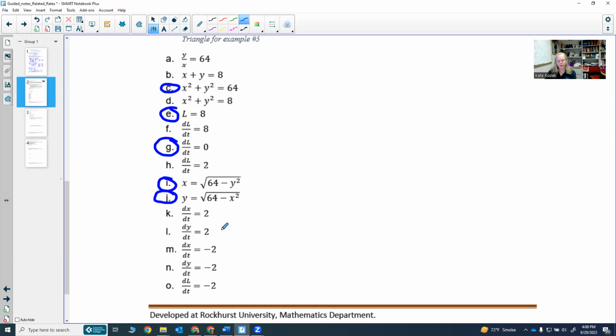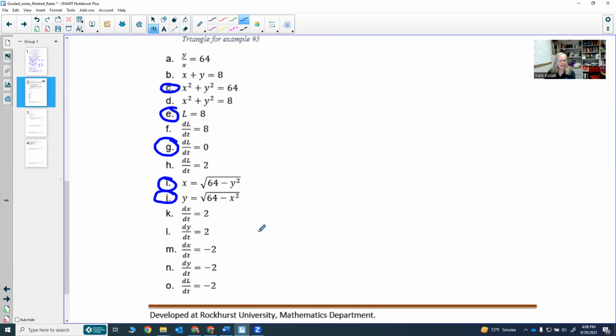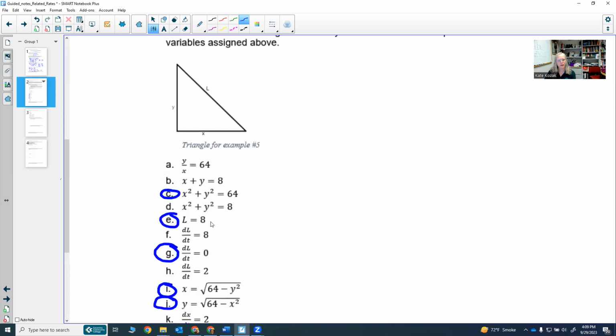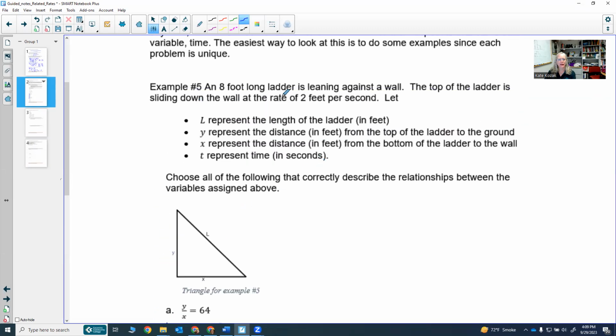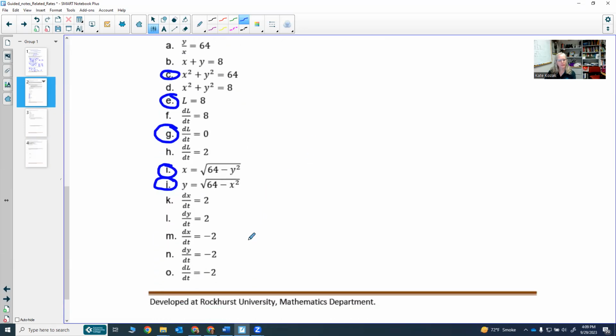dy dt equals 2. Again, that could be what it is because the height is changing. But if it's sliding down the wall, then the distance on the wall is actually getting lower. So that's going to be a negative number because it's decreasing. So it's not L. M is dx dt is equal to negative 2. Again, we don't know how X is actually changing because X is the distance along the floor. We know how fast it's sliding down the wall is 2 feet per second, so that has nothing to do with X.